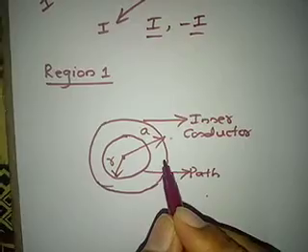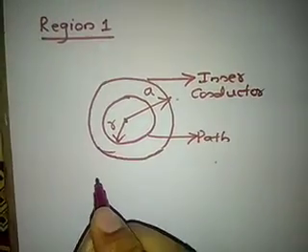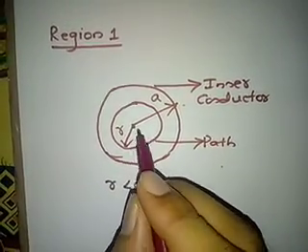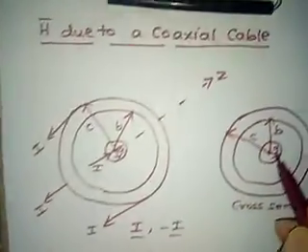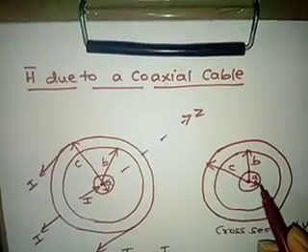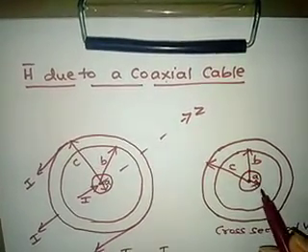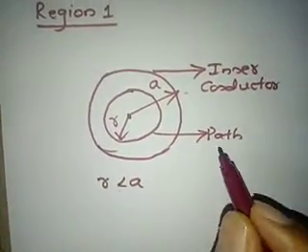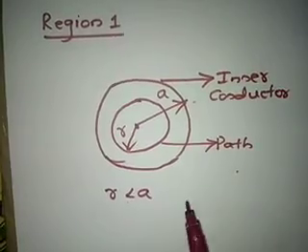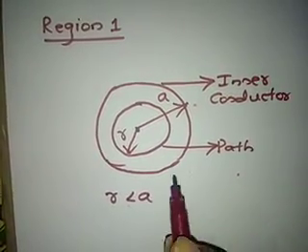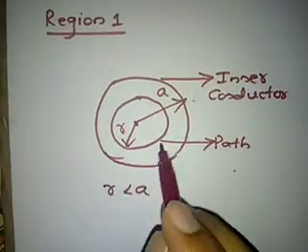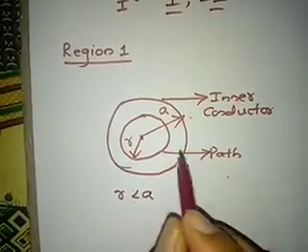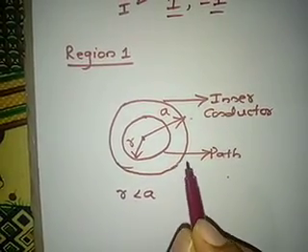For region 1, the range is r less than a. This is r, so it is less than a. This is a, so r is less than the radius a of the inner conductor. That is our first region. Here, r less than a means only part of the conductor is enclosed.